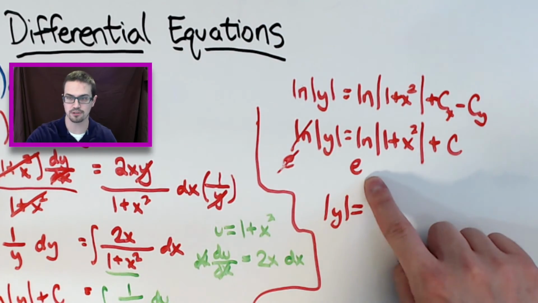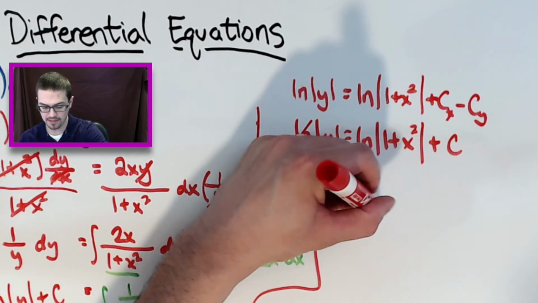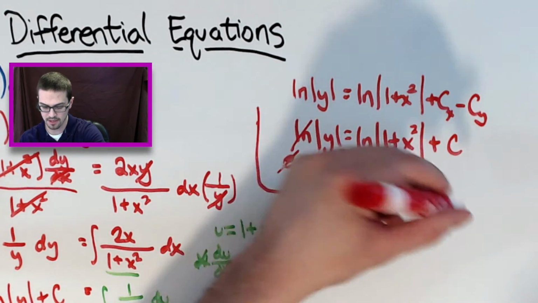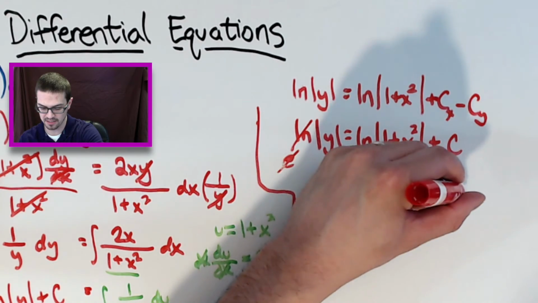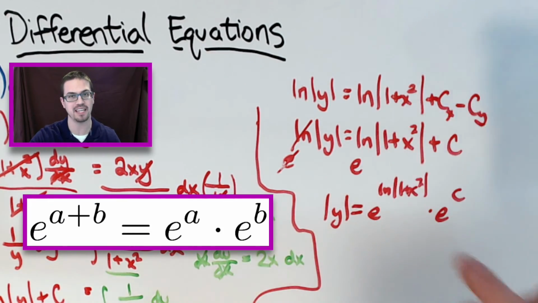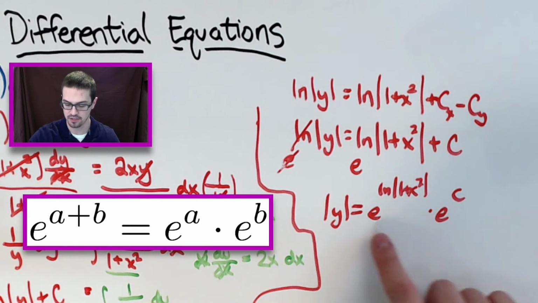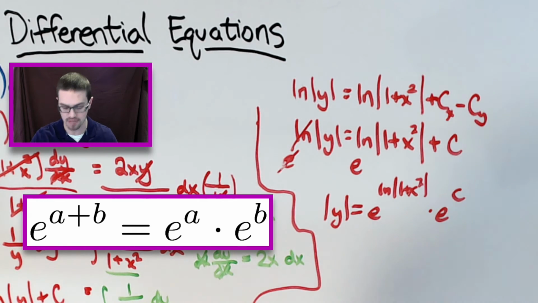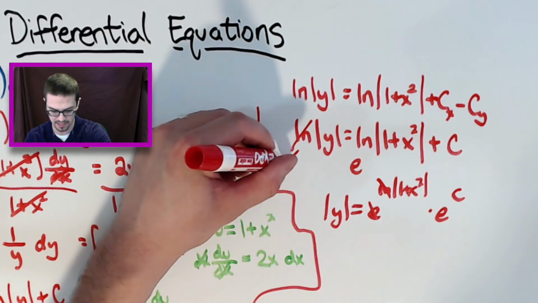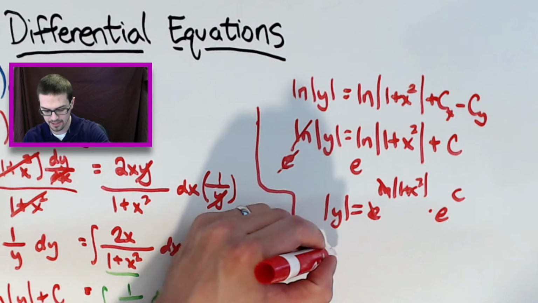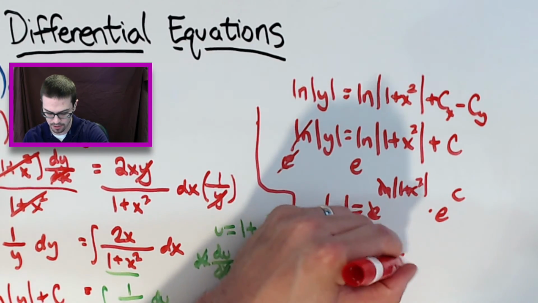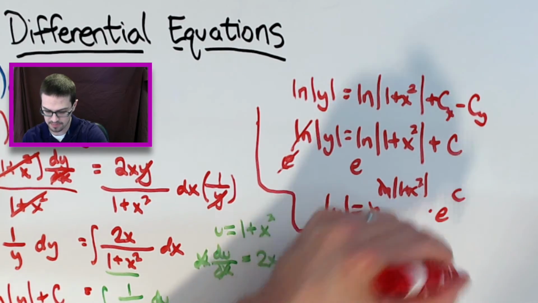and this is where it's going to get a little tricky. So you need to rewrite this to be e to the ln 1 plus x squared times e to the c. Because if you remember, if you do e to a plus b, it would be equal to e to the a times e to the b. So what I'm doing is just basically separating these out. So now we can simplify this value right here. So this e and this ln are going to cancel. And you're going to have the absolute value of y is equal to the absolute value of 1 plus x squared times e to the c.